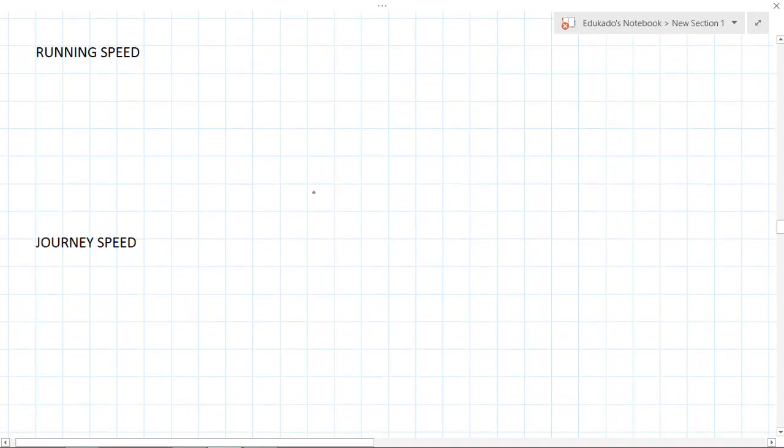Alright, so after finishing that question, now let's jump back to the theoretical parts. The next point is about the running speed. So what exactly is the speed? Speed is supposed to be distance over time, right?